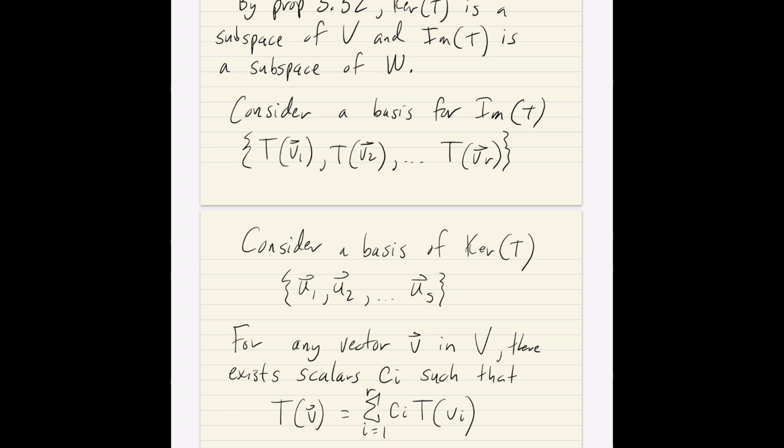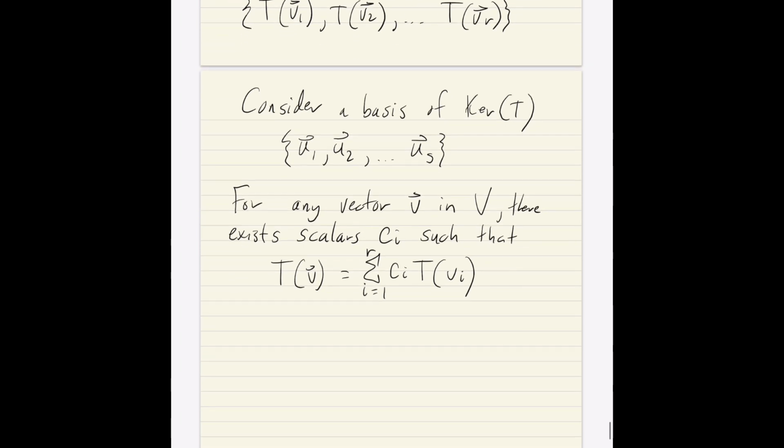And then from there, we're going to set this thing equal to 0. So I will subtract the sum from both sides: T of v minus the sum from i equals 1 to R of Ci T of vi is equal to 0.